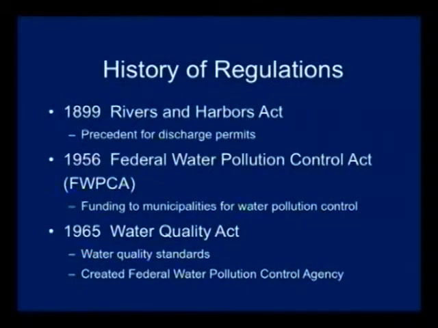In 1965, the act was amended and was called the Water Quality Act. That was the first time that water quality standards were enacted, requiring levels of constituent-specific quality. We need this much oxygen, this much ammonia. You cannot exceed that to be acceptable water quality. That act also created the Federal Water Pollution Control Agency, which ultimately became what is now the Environmental Protection Agency.